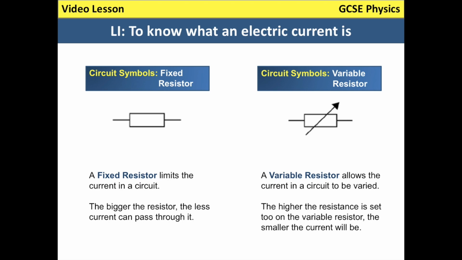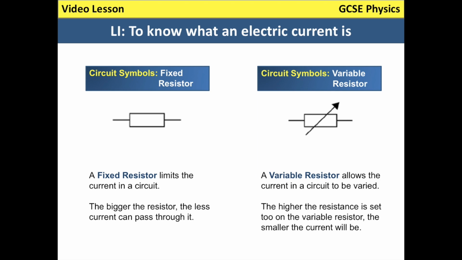Okay, now we move on to a fixed resistor. A fixed resistor is very simple to draw. It is just a rectangle with obviously two wires coming off it from either side. A fixed resistor is used to limit the current in a circuit. The bigger the resistor, the less current can pass through it. We'll do more about resistance later on in today's lesson.